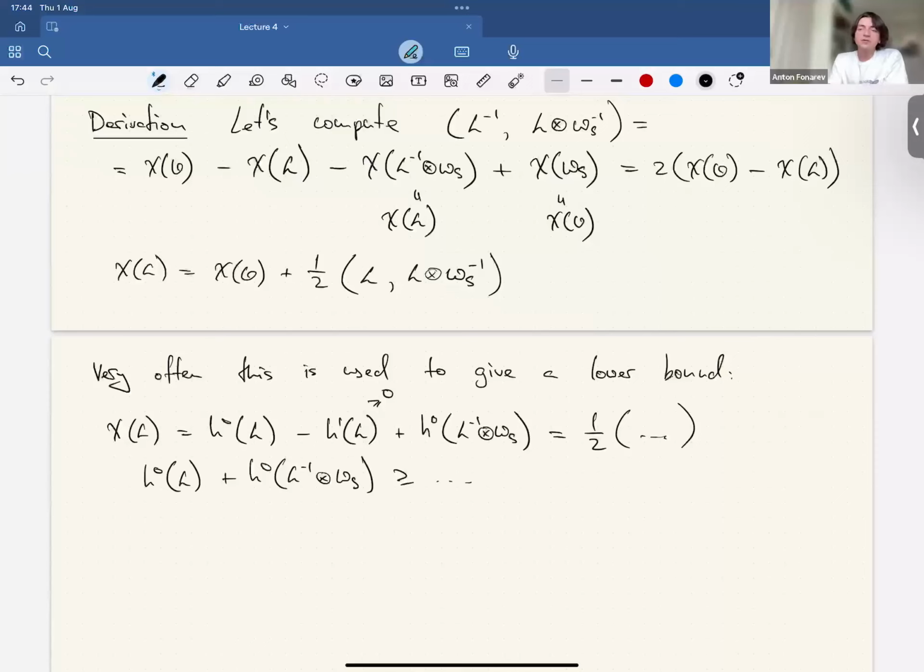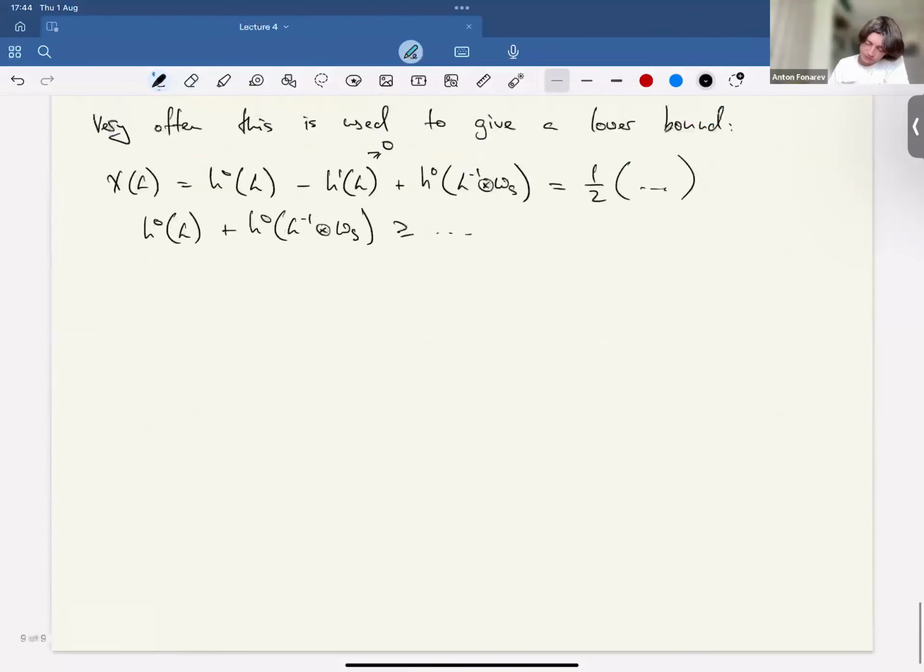And from this, you can derive that either you have global sections of your line bundle, or you have global sections of the inverse of your line bundle tensor omega. So this is a very typical trick when you start studying surfaces, and a lot can be derived from this. Okay, so this was our kind of excursion into Riemann-Roch theorems.